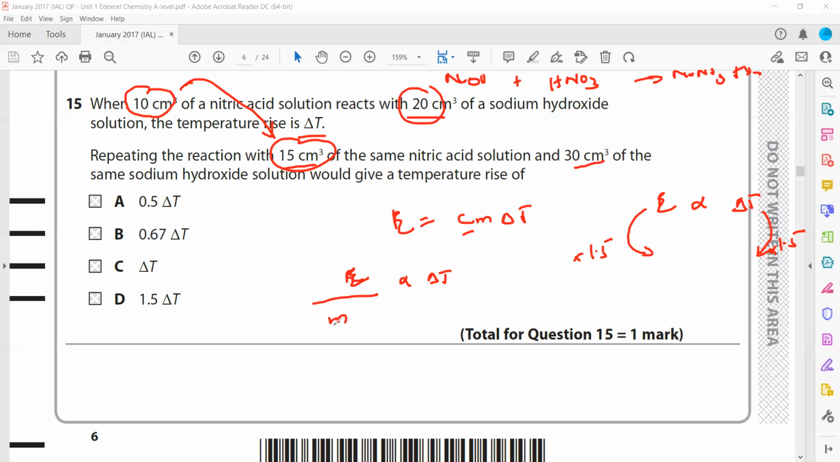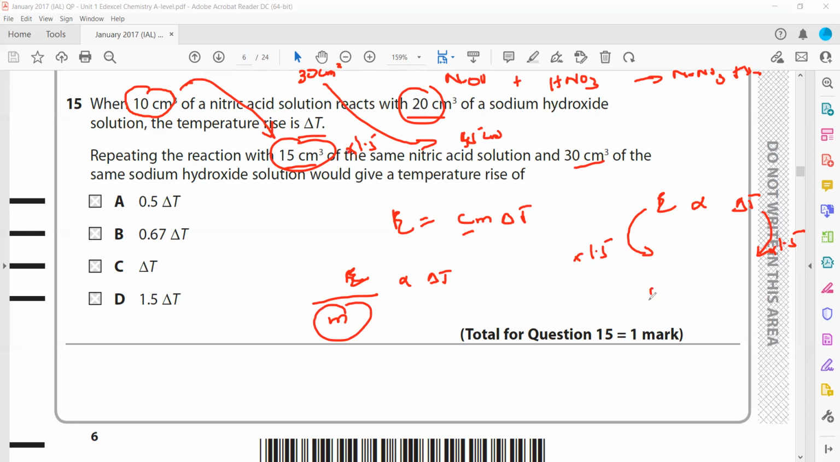But what happened to mass? Mass is the total volume. So what was the total volume? 10 plus 20, so the total volume was 30 in the first experiment. And what is the total volume in the second experiment? 15 plus 30, so 45. So 30 becomes 45, it's also increased by 1.5.